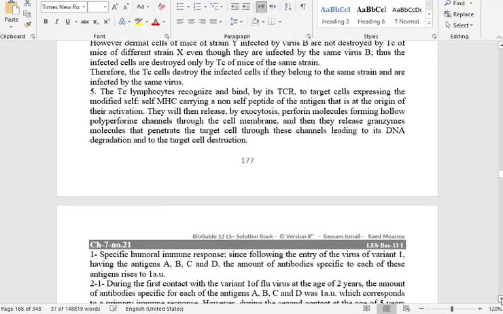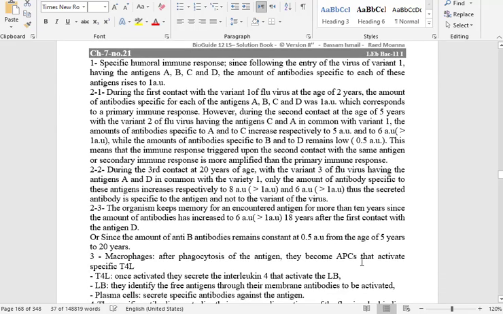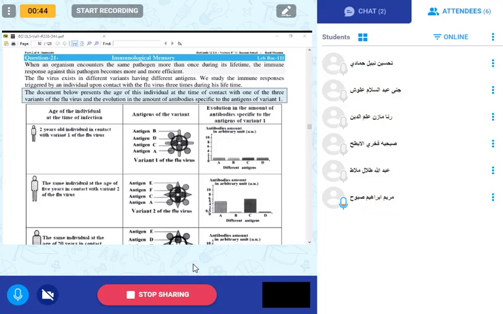When an organism encounters the same pathogen more than once during its lifetime, the immune response against this pathogen becomes more and more efficient. Okay. So when your body sees the same pathogen more than once, your immune system becomes more and more powerful and the response will be more and more efficient. Okay. The flu virus. The flu virus exists in different variants having different antigens.